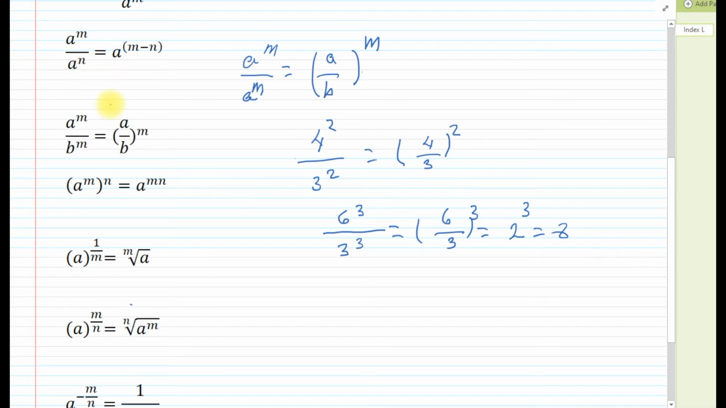So, just to recap: if the bases are the same, the indices subtract. But if the bases are different and the indices are the same, the bases divide and they're raised to the same power.